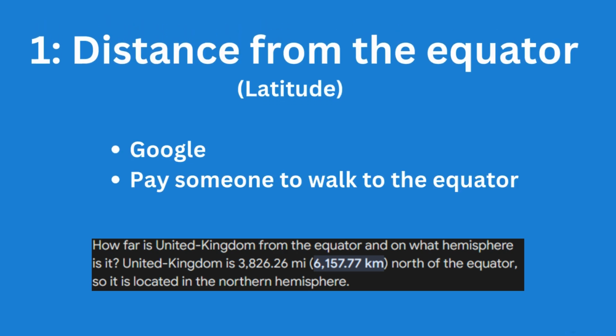First, we need to know our distance from the equator in kilometers or meters. Eratosthenes didn't have Google, so he had to pay somebody to walk from Alexandria, Egypt to the equator and measure his steps, but luckily we can use Google and save some money.